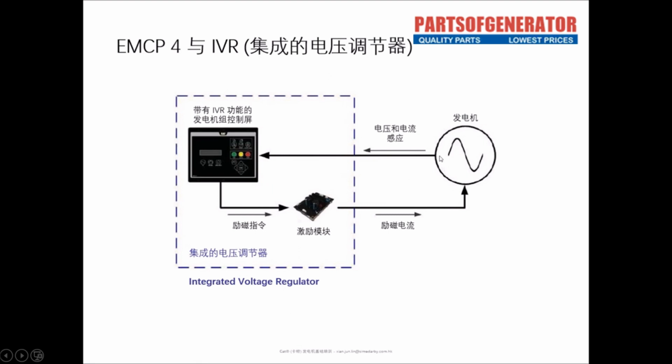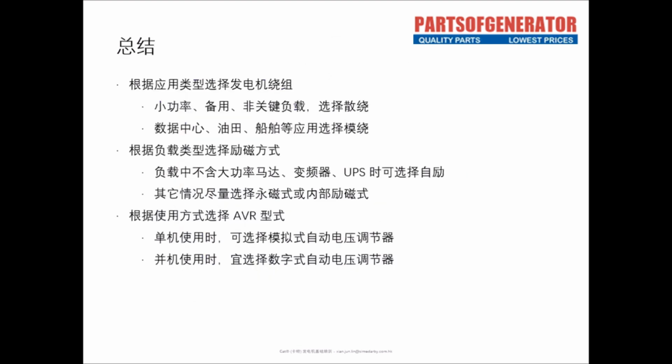One advantage of using IVR is that it can reduce some line connections. For example, the output voltage of our generator itself needs to be fed back to our generator set. When we used the AVR on the control panel in the past, we needed to send the voltage to both the control panel and the AVR itself. But after we use the IVR, we only need to send the voltage and current to the EMCP4 at once. This control panel is enough, and there is no need for a dedicated voltage feedback signal for IVR.